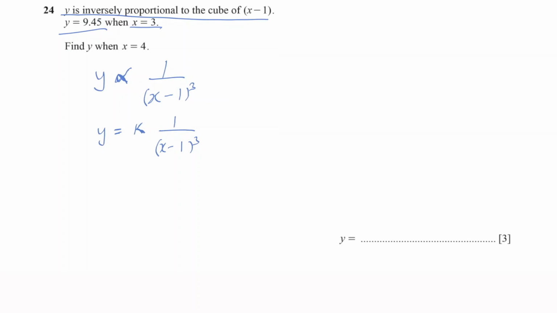See, if I put the value of x as 3 and y as 9.45 over here in this equation, I can get the value of k, correct? Let's do that. So x as 3.